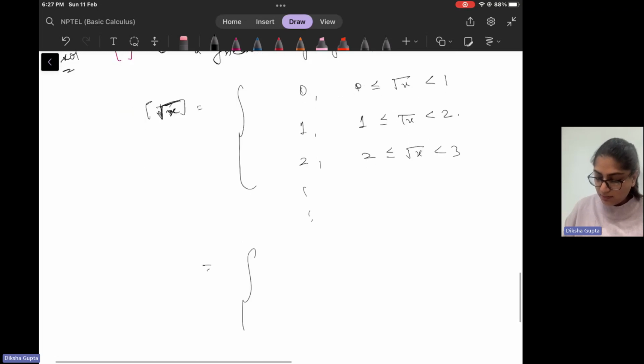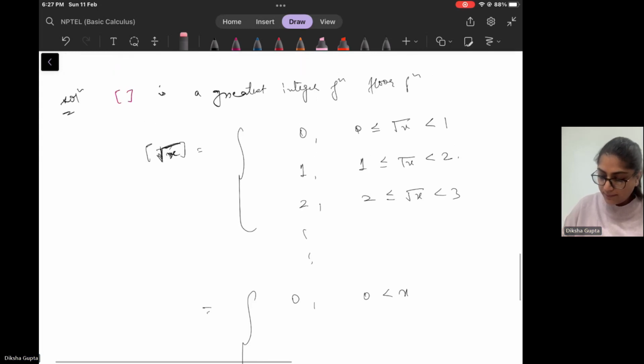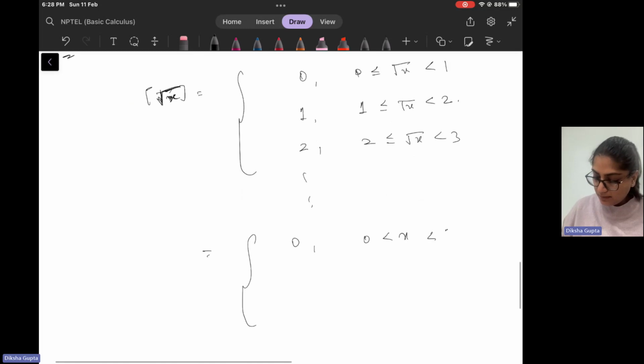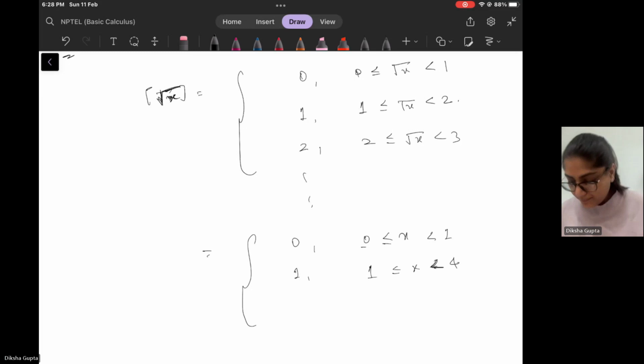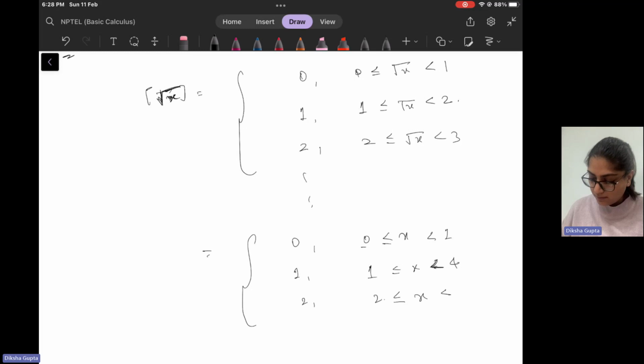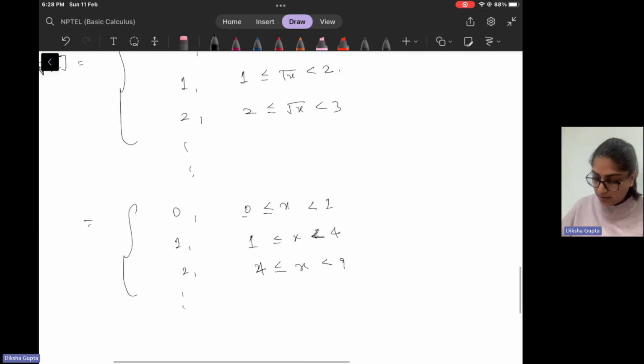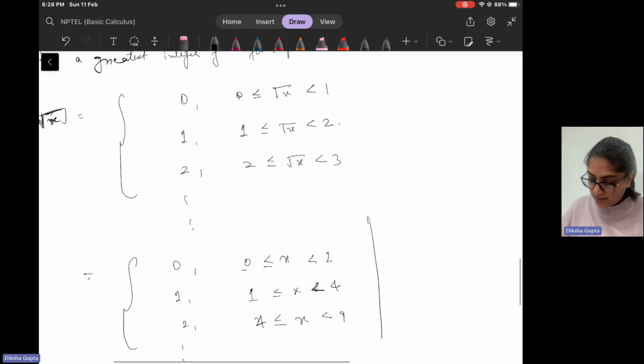So in terms of x, it will be 0 when 0 less than x less than 1, 1 when 1 less than x less than 4, and 2 when 4 less than x less than 9. And also note here that x is positive. That's why, when it was root x less than 1, I'm squaring the whole inequality, and the inequality is not changing because x is positive.